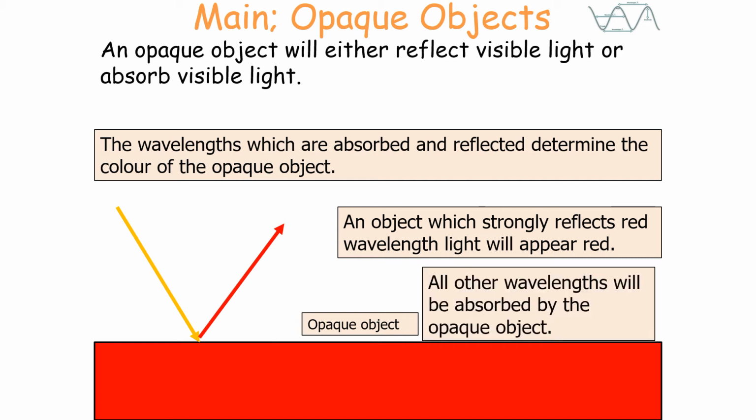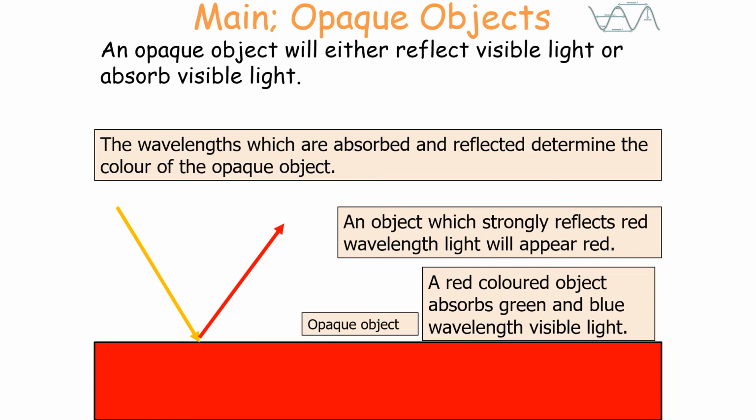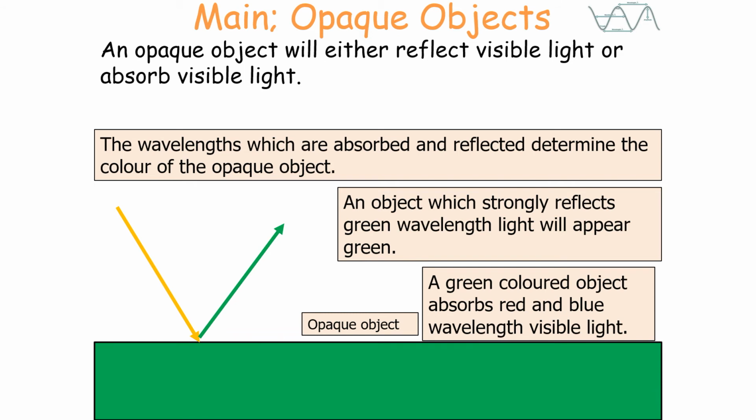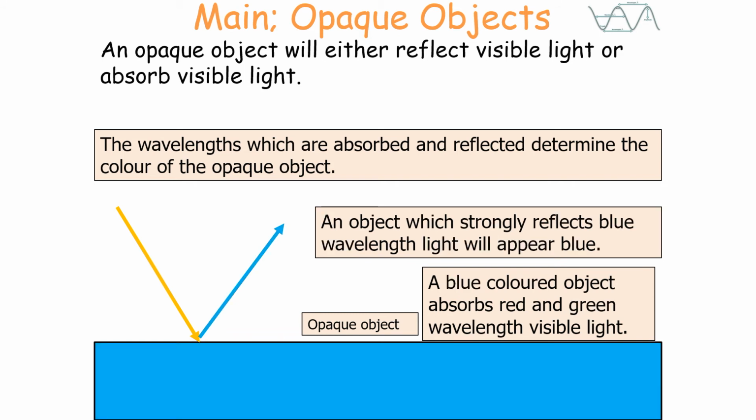Now all other wavelengths will be absorbed by the opaque object. So a red coloured object absorbs green and blue wavelength visible light. A green coloured object absorbs red and blue wavelength visible light. And a blue coloured object absorbs red and green wavelength visible light.